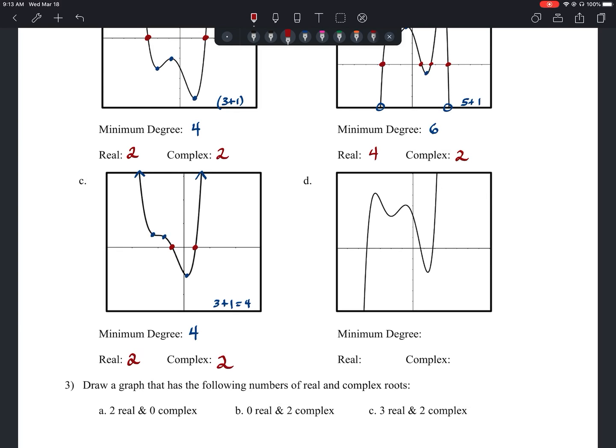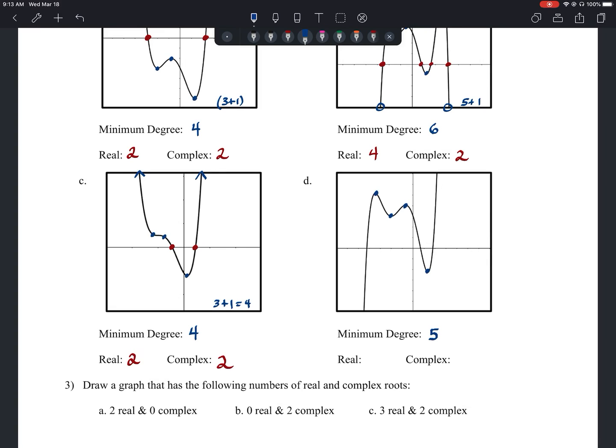All right, and then the last one here for this problem, let's see, we're going to count our mins and maxes. So start on the left side and work your way up till it changes directions. Goes back down, back up, back down, back up. So this one looks like we have a degree of 5.